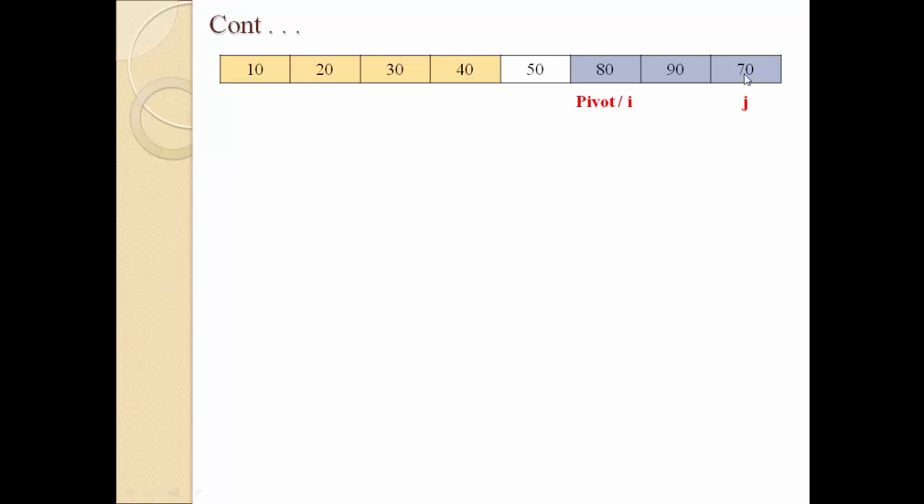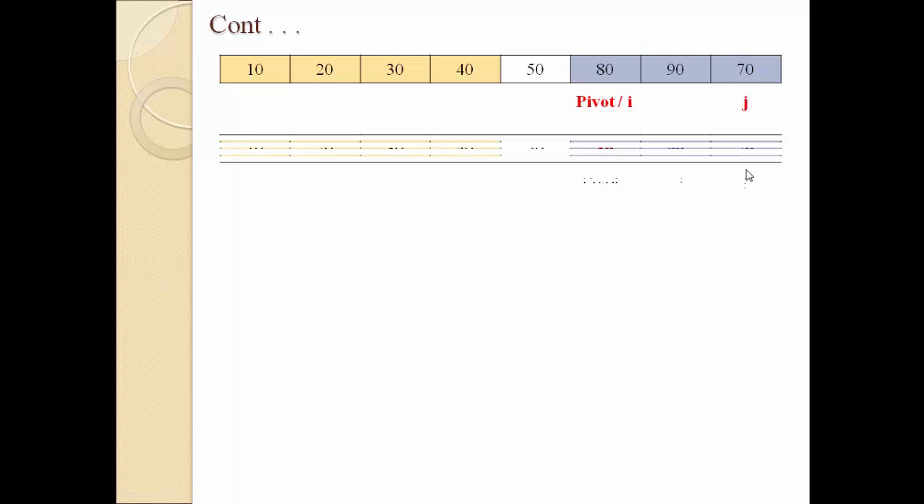So when we check, 70 is less than the pivot, so J stays as it is. I will be here and J as it is. The next value of I is on this position and the value of J stays, because 70 is less than 80. Again we have to check whether I is less than J or not. Yes, I is less than J, so we have to swap both numbers.